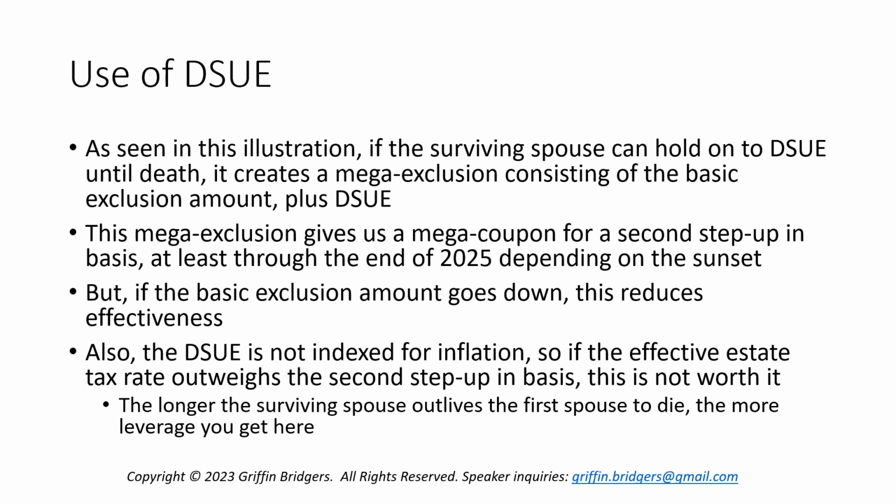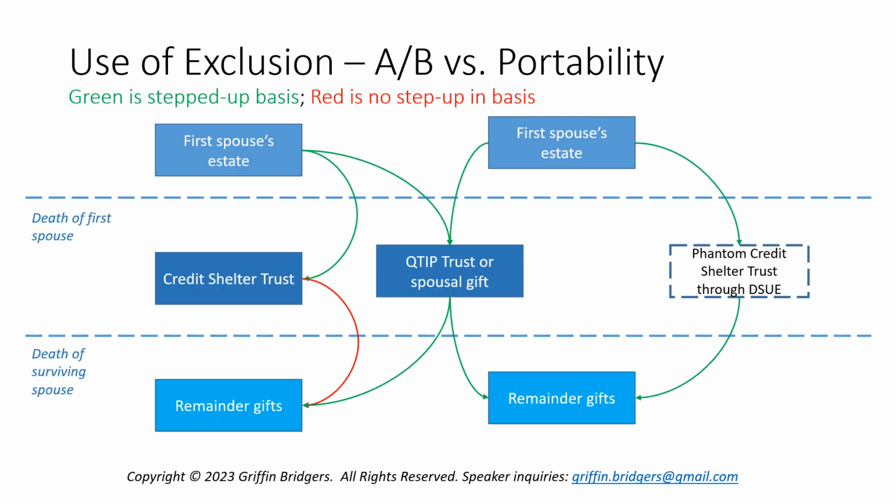So typically the longer the surviving spouse outlives the first spouse to die, the greater leverage you get when you compare that effective estate tax rate to the potential income tax savings from a step up in basis. Because back here, if there's an immediate death, this second step up in basis does you no good, because the second step up in basis is designed to wipe out appreciation that happens after the death of the first spouse to die.